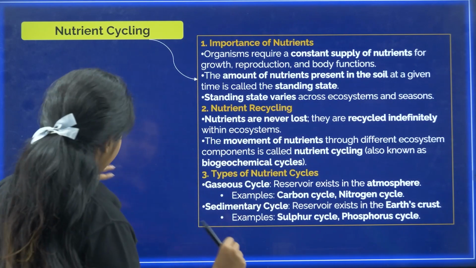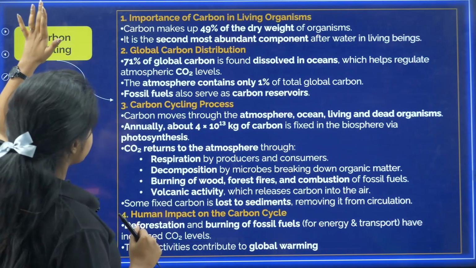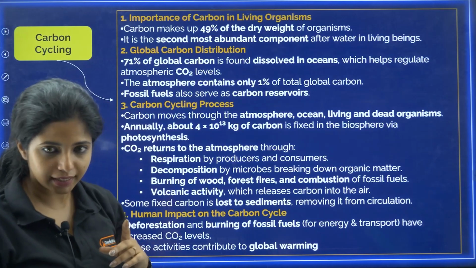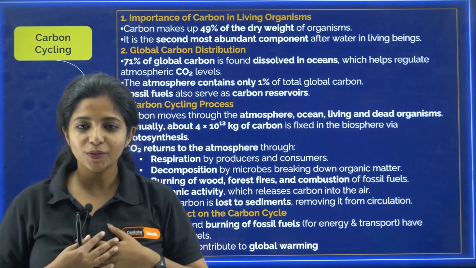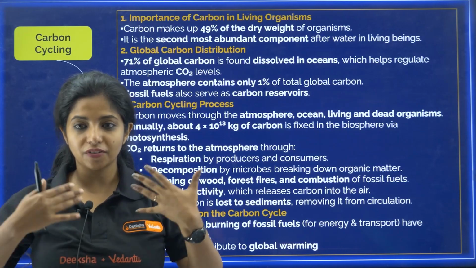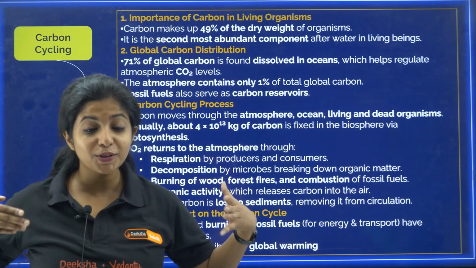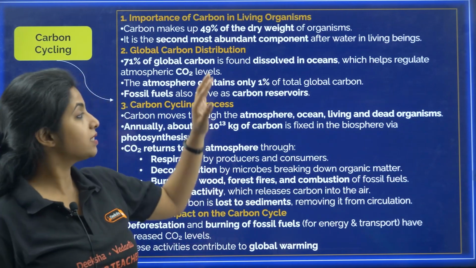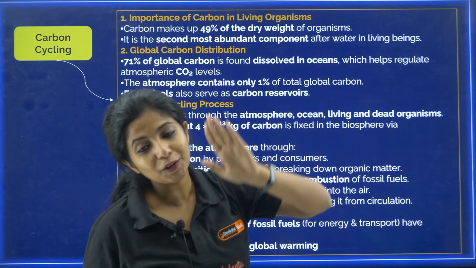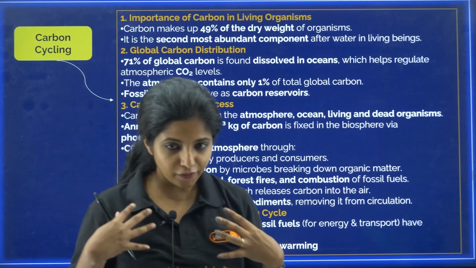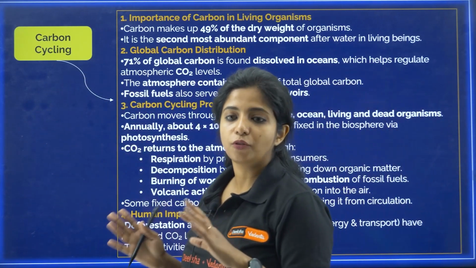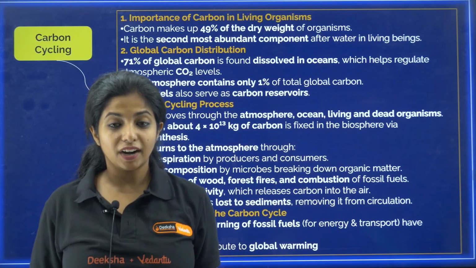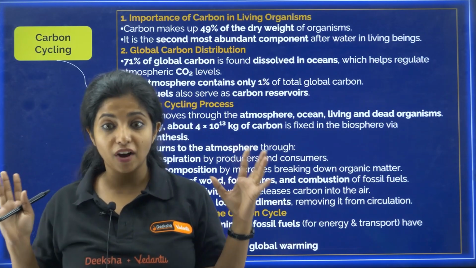Okay, so let's get into the first gaseous cycle that we have, that is carbon cycling. So what is the importance of carbon in living organisms? Carbon makes up 49% of the dry weight of an organism, and is the second most abundant component after water in living beings. In living beings like us, 49% of our dry weight is made up of carbon.